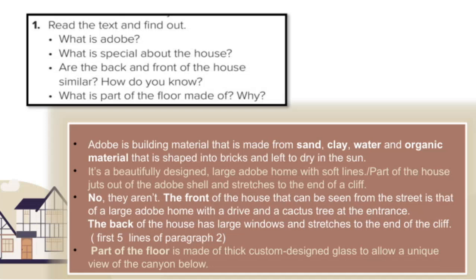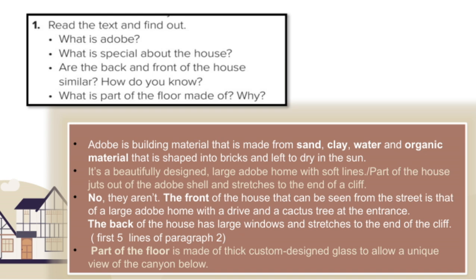Adobe is a building material that's been used for centuries, made from natural ingredients like sand, clay, water, and organic material. These ingredients are shaped into bricks and then left to dry in the sun, creating a durable and eco-friendly construction material. What's really fascinating is how this material lends itself to beautiful, organic designs. For example, you can see a large adobe home with soft, flowing lines.